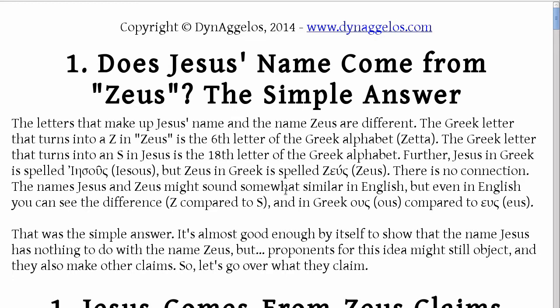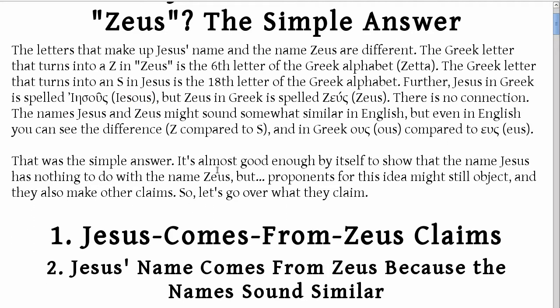The names Jesus and Zeus might sound somewhat similar in English, but even in English, you can see the difference: Z compared to S. And in Greek, omicron upsilon sigma, or OUS, compared to epsilon upsilon sigma, or EUS. So that is talking about the end of the word here. EUS, which transliterates from Greek into English, the end of the word would be EUS, as shown here and here, compared to OUS, the transliteration from the Greek word into English characters. The word ends in OUS, the last three letters of the word, I should say. Completely different. OUS, not the same EU as EUS. That was the simple answer. It's almost good enough by itself to show that the name Jesus has nothing to do with the name Zeus. But proponents of this idea might still object, and they also make other claims. So let's go over what they claim.